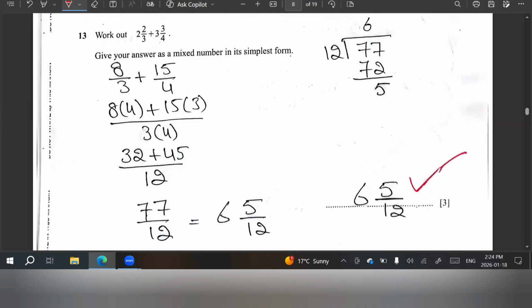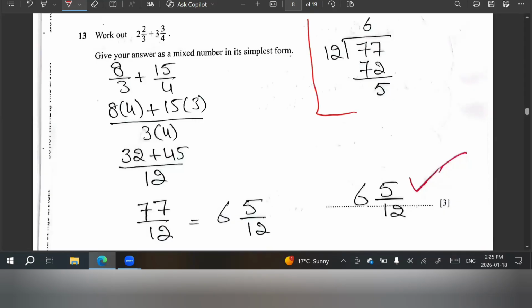Okay, so 3 2s are 6, 6 plus 2 is 8, so 8 by 3. This will become 4 3s are 12, 12 plus 3 is 15, so 15 by 4. Take the LCM. So you will get 8 into 4 plus 15 into 3, divided by 12. So 32 plus 45 divided by 12, so that's 77 by 12.